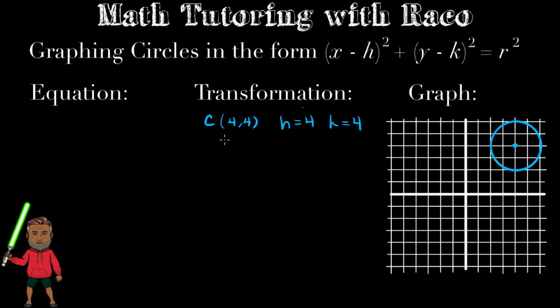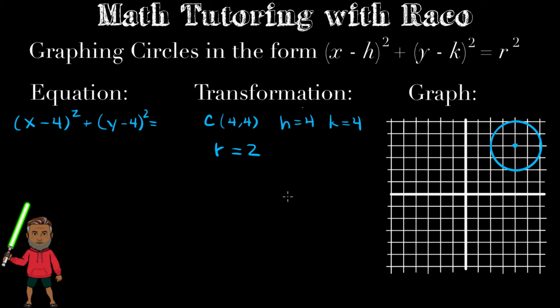And if you want to take that, you can write your equation. So we can start writing our equation. We can go x, opposite of h, minus 4 squared, plus opposite of k, y minus 4 squared is equal to, and we just need to figure out the radius. 1, 2, 1, 2. So our radius is 2.